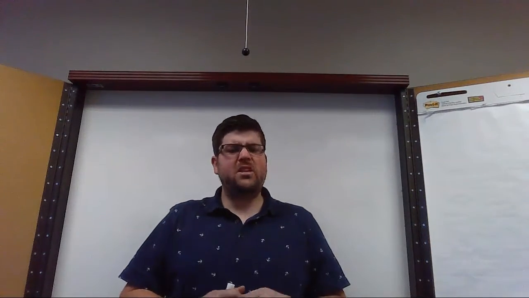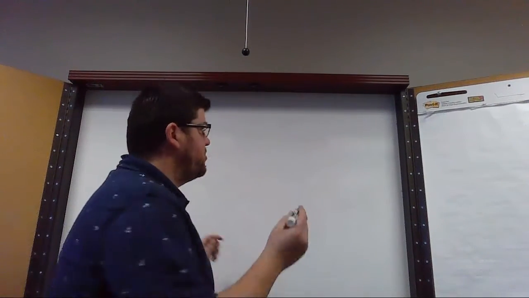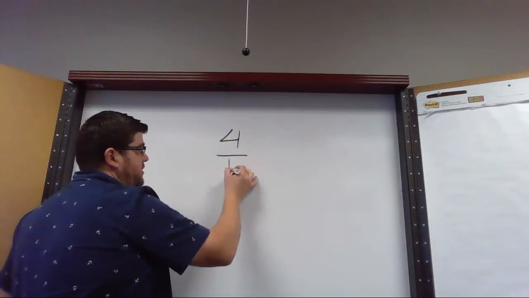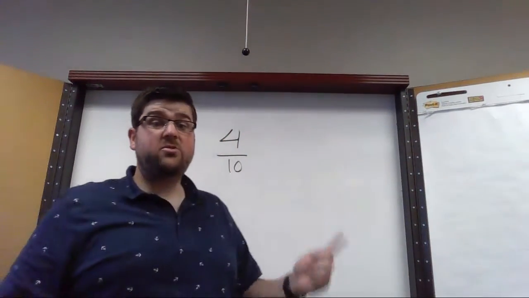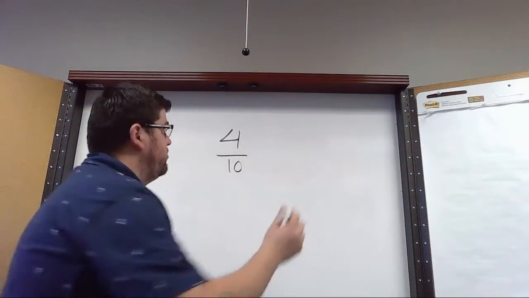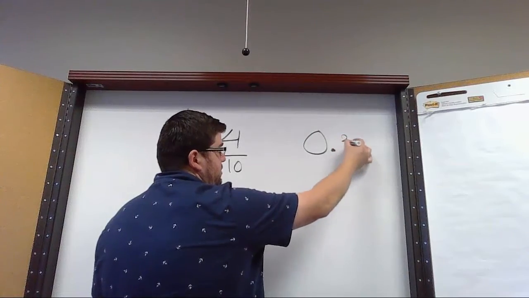So yesterday we talked about how we can convert from a fraction to a decimal. Today we're going to say, when we look at a fraction and a decimal, how can we tell which one's bigger and which one is smaller? So let's start off with two values. Let's say I've got this fraction, 4/10, and then another value, a decimal, which is 0.3.